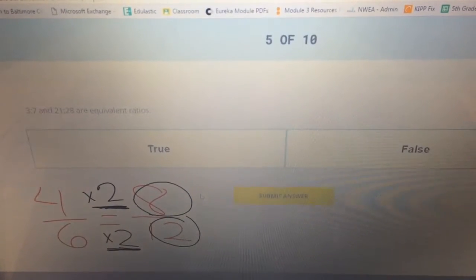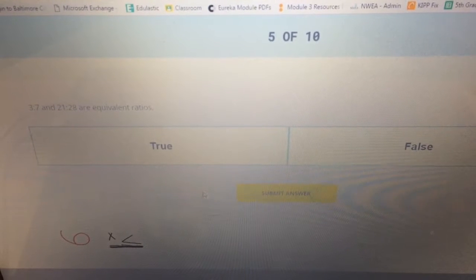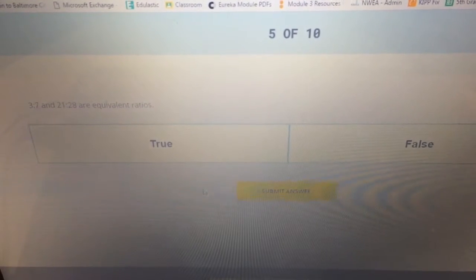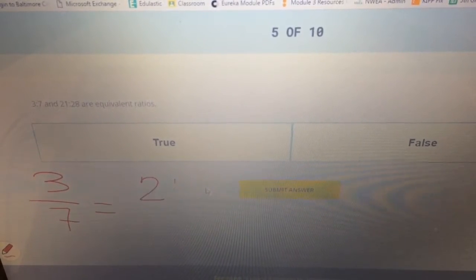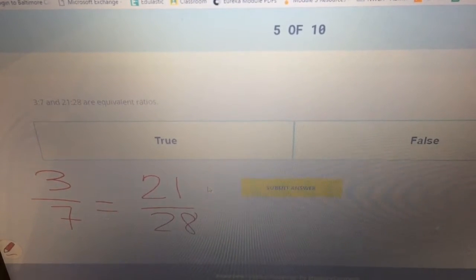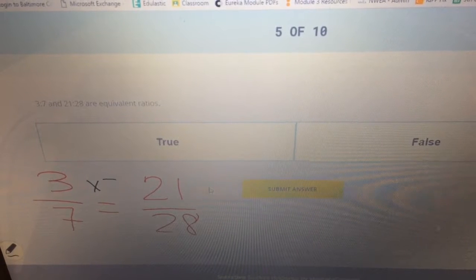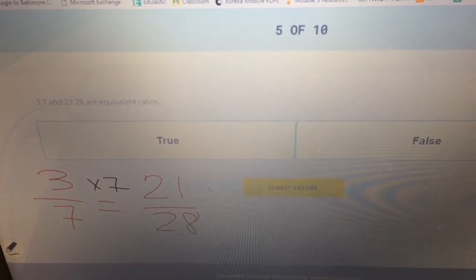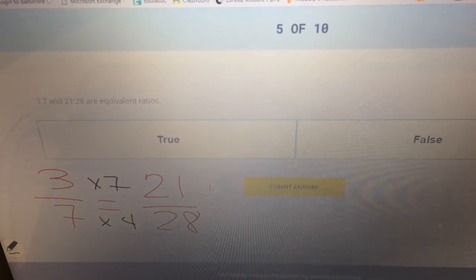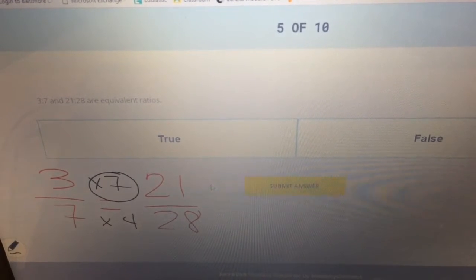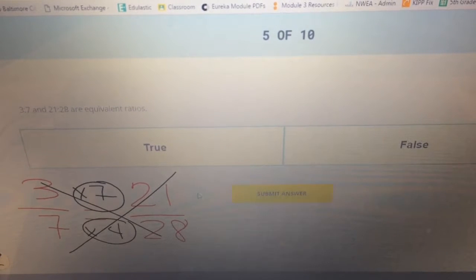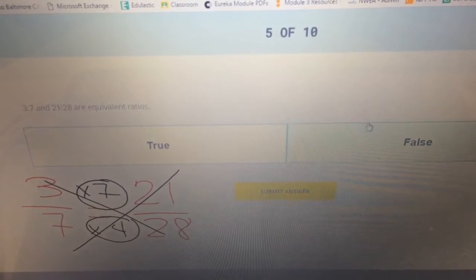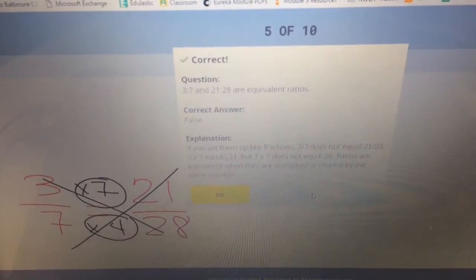All right. Next, we have a similar situation where we're asked if the ratios 3 to 7 and 21 to 28 are equivalent. In this case, 3 is multiplied by 7 to get 21. 7 is multiplied by 4 to get 28. Because this one's multiplied by 7 and this one is multiplied by 4, they are not equivalent to each other because they have to be multiplied or divided by the same number in order for them to be equivalent.